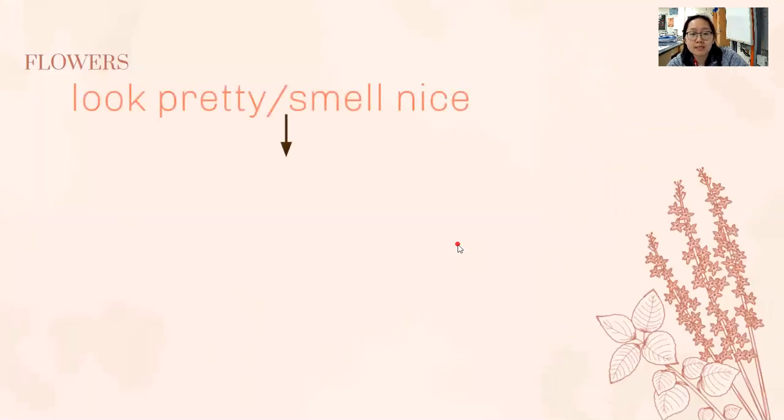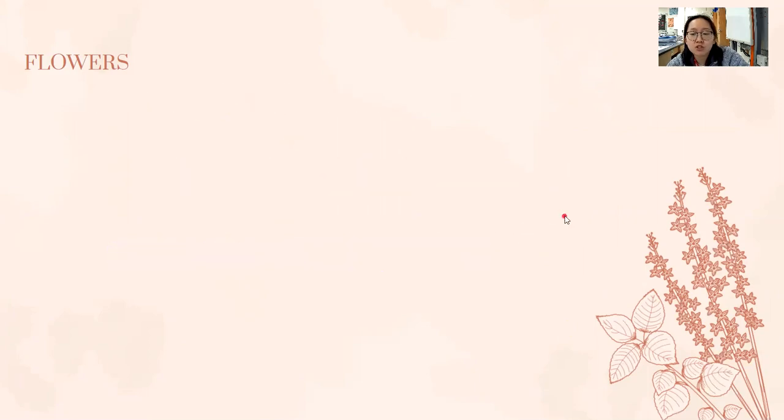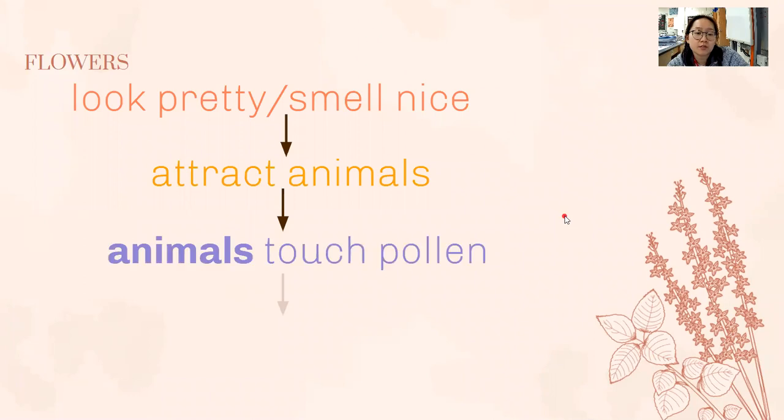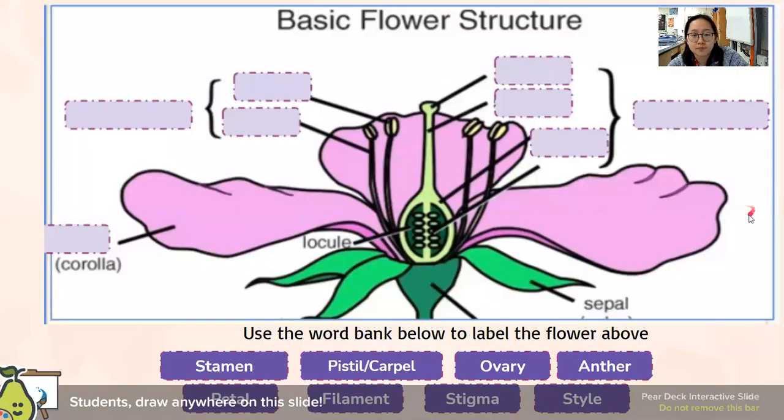Flowers look pretty and smell nice. So they attract animals or just in general pollinators. And animals will touch the pollen from the anthers and transport the pollen from flower to flower as they go from different plants and move between the plants.